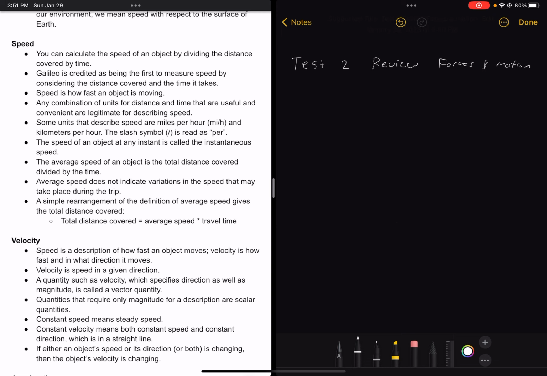Really straightforward. Just to make sure you understand the units, it's measured in meters per second. That's the SI base unit. But you could also use miles per hour or kilometers per hour. It's all the same idea. You have some unit of distance divided by some unit of time.